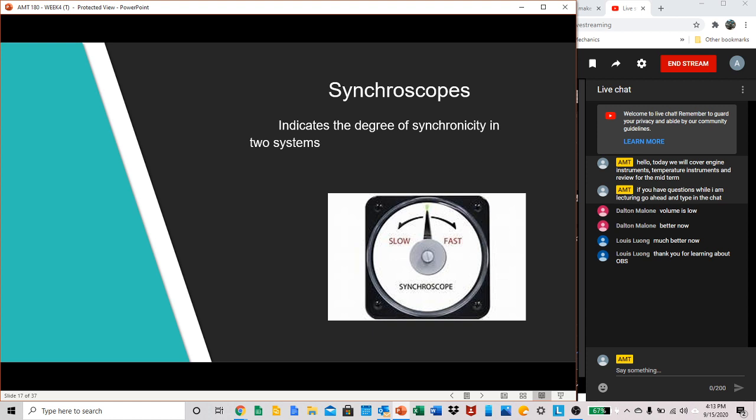Synchronoscopes. Synchronoscopes indicate the degree of synchronicity in two systems. So you'll often see these if you have an aircraft with more than one engine. So if you have two engines, you might see a synchronoscope. And this is a picture of one right here.